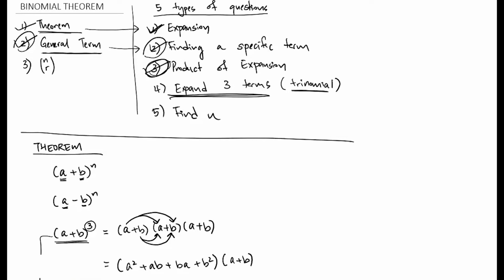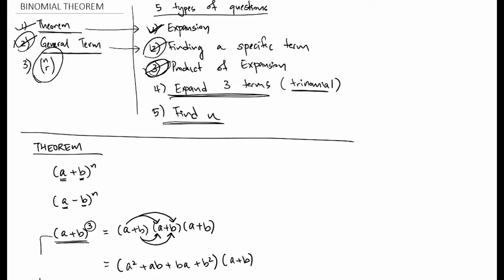On to the final type of question in binomial theorem. It's questions that require you to find n. Before we can look at examples of such questions, there is one new formula that I need to introduce to you, which is the formula for n choose r.